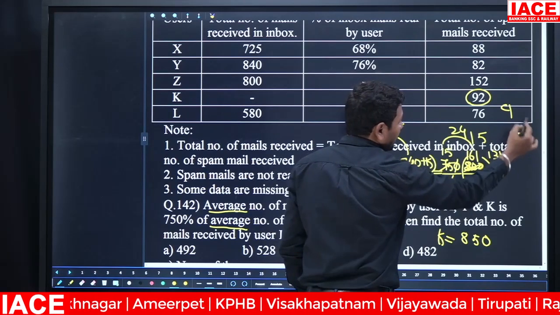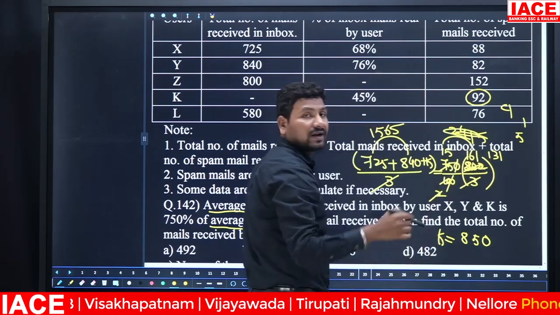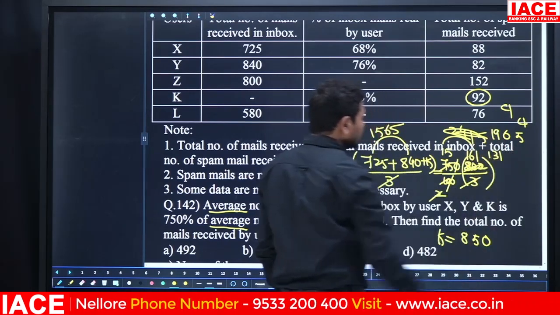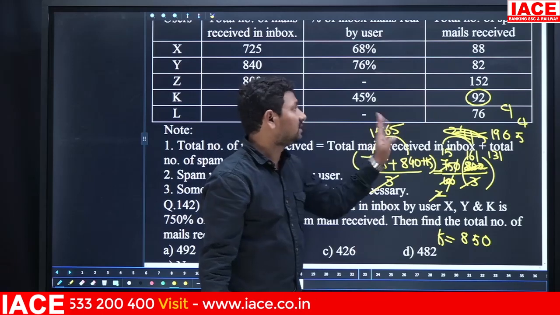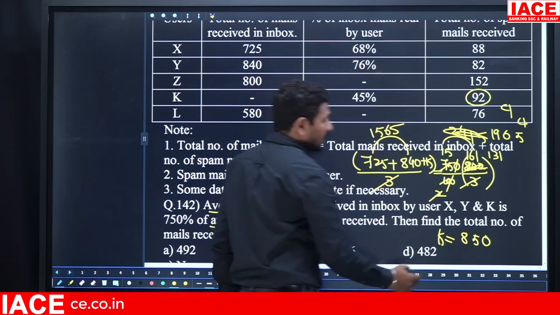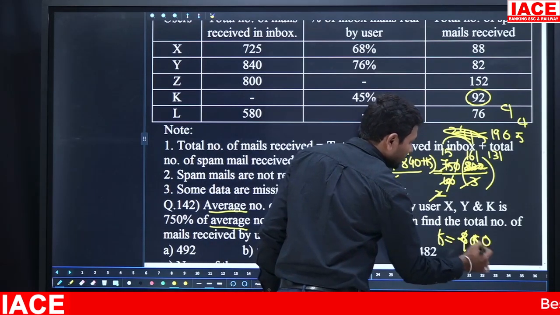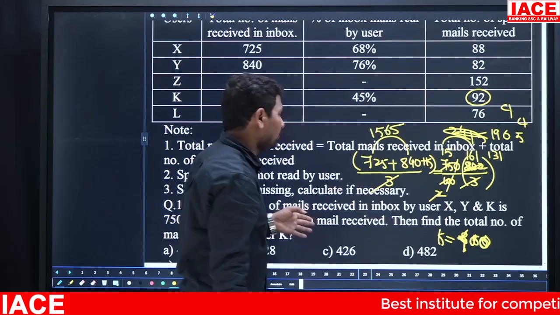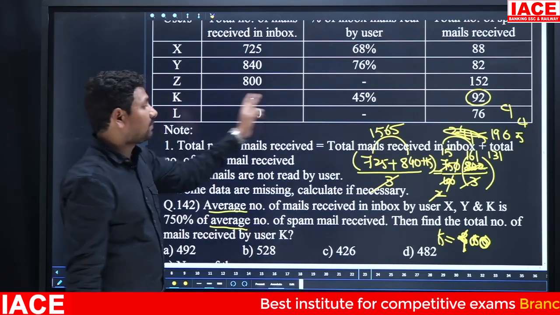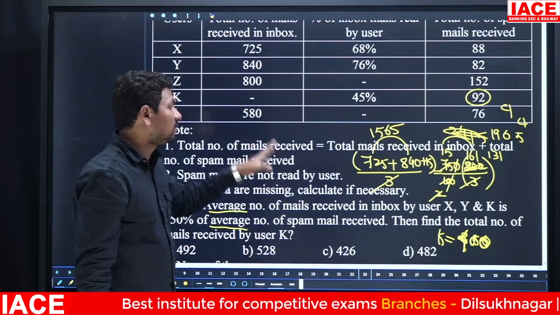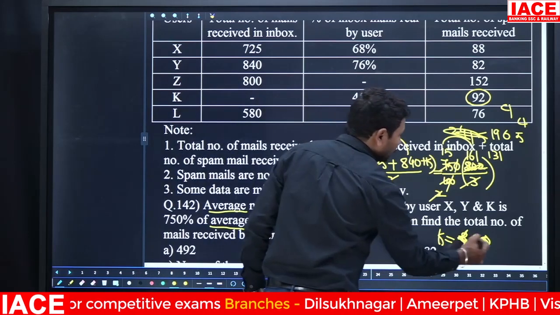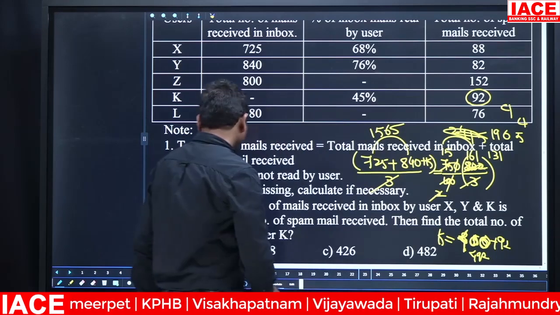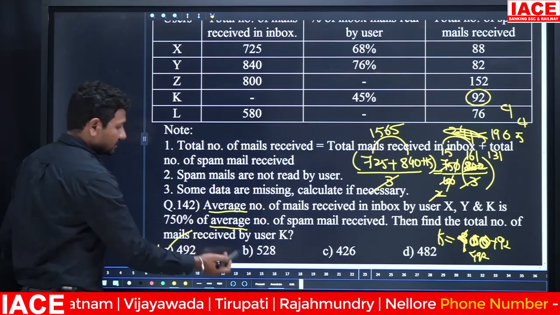15 ones are 15, carry forward 1. Then 15 threes are 45, 45 plus 1 is 46. And 15 ones are 15. The value is 1965. From 1965, this 1565 will be removed. You will get the K value exactly 400, not 850. But you need to know the spam mails are also added. That equals the total value: 400 plus 92 is equal to 492. Then 492 means option A is correct.